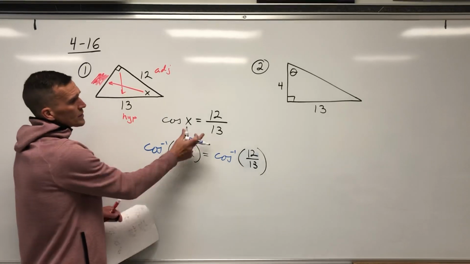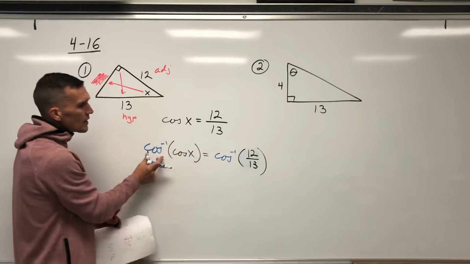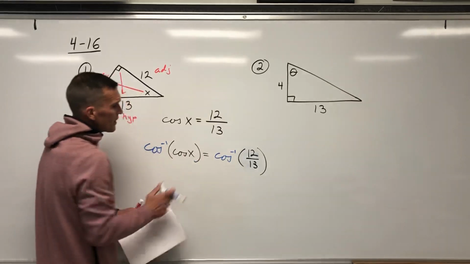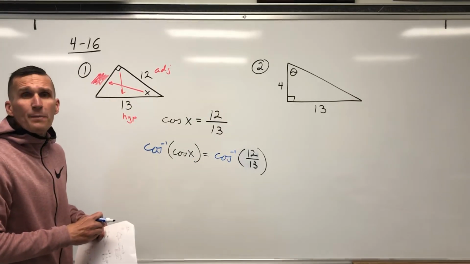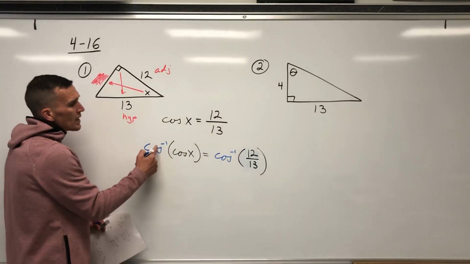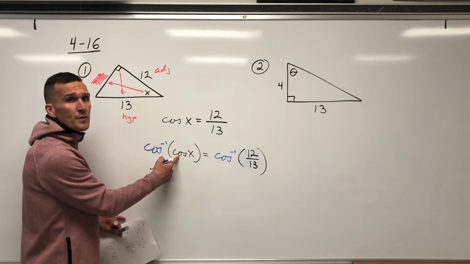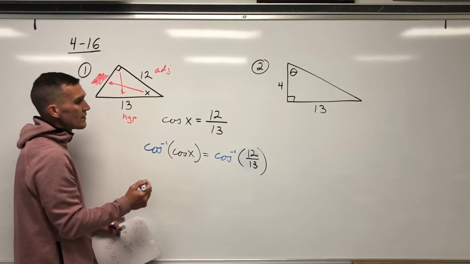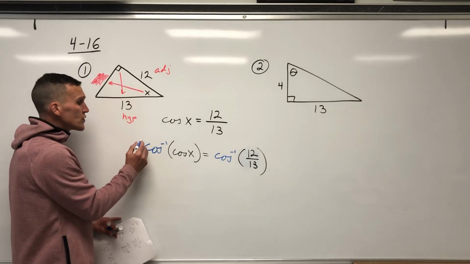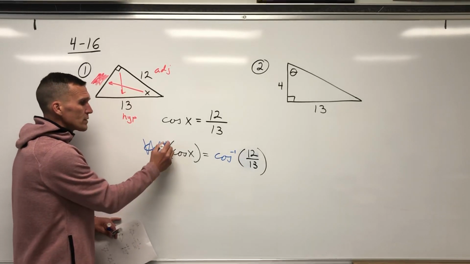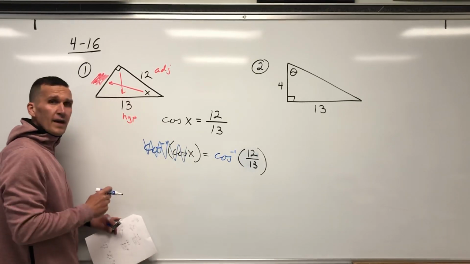All I did was, to solve for x, I took this equation, I did the inverse cosine on the left side, inverse cosine on the right side. But now we need to know what happens on the left side. The inverse cosine and the cosine are considered to be inverses or opposites of each other, so they reduce or cancel each other out, leaving me with just x.